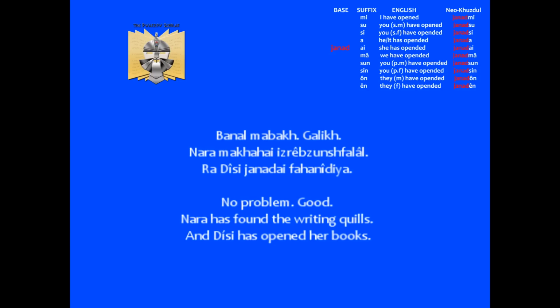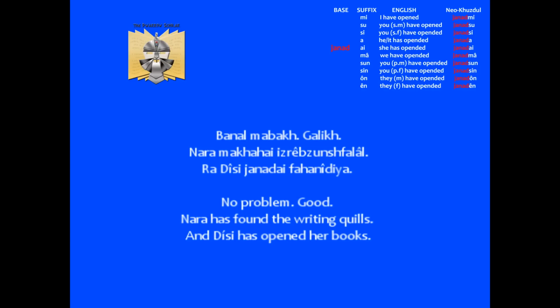Earlier we saw makahon, they found. Now we see makahai, I being the form added for she. So she has found. As we are talking about Nara, so a female. At the start of the lesson we heard Mukbu Janada. The library has opened. Janada being the base Janad plus A, which is used for he or it. As in our previous perfect tense, we must add I here as Gamli is talking about DC. Hence, she has opened, which is Janadai.